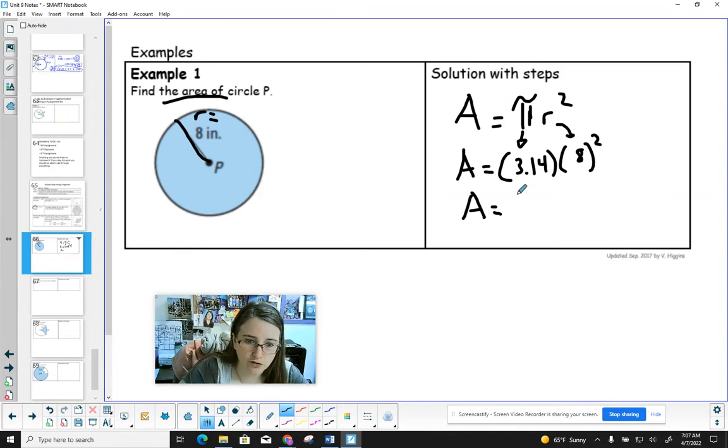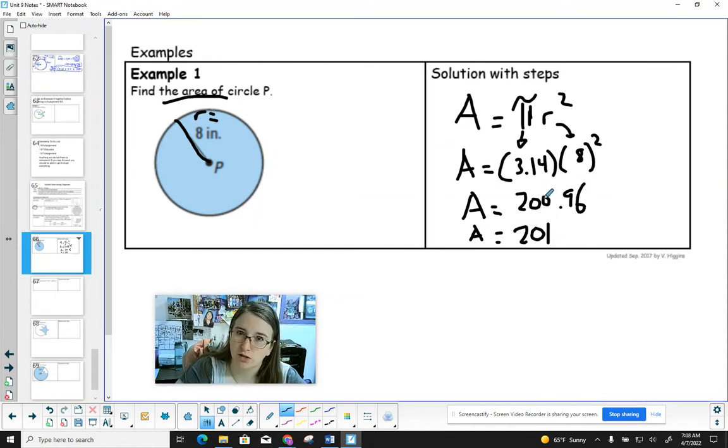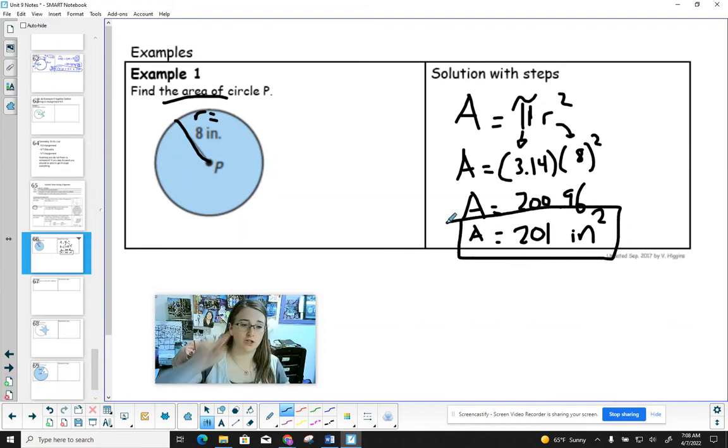Okay, so we should have gotten 200.96. Now, again, this is rounding it to the nearest tenth here. So this .96 actually would round all the way up to 201. That .96 would cause the 200 to go up 1. Now, again, it being Canvas, you're not going to have to type units. But remember, area, because we are squaring radius, is inches squared. Circumference would just be inches, but area is inches squared. And that's it for area.